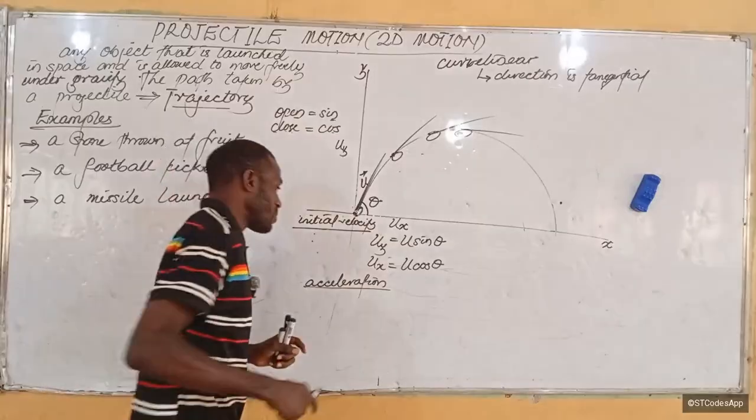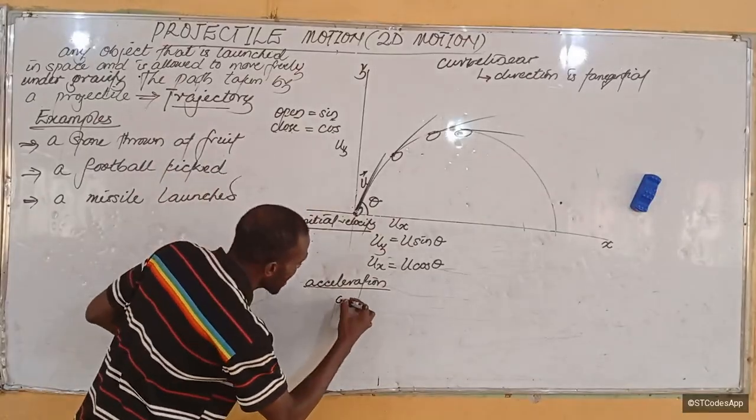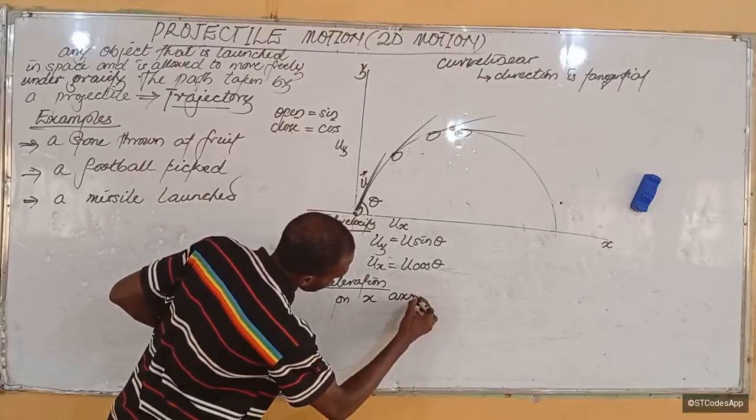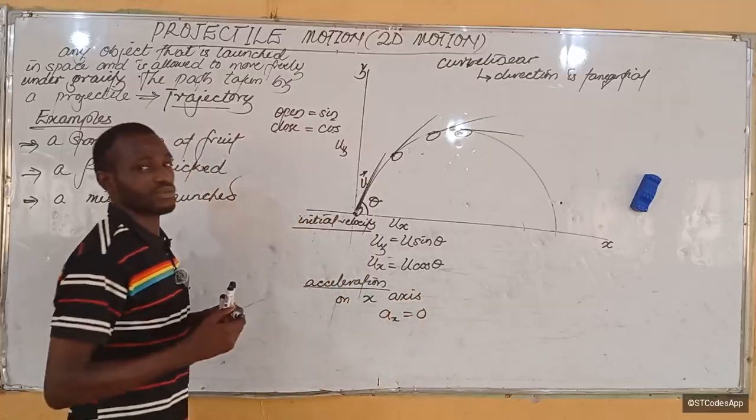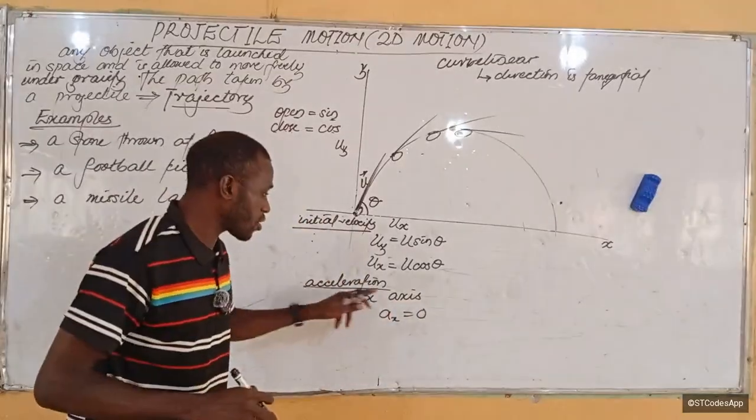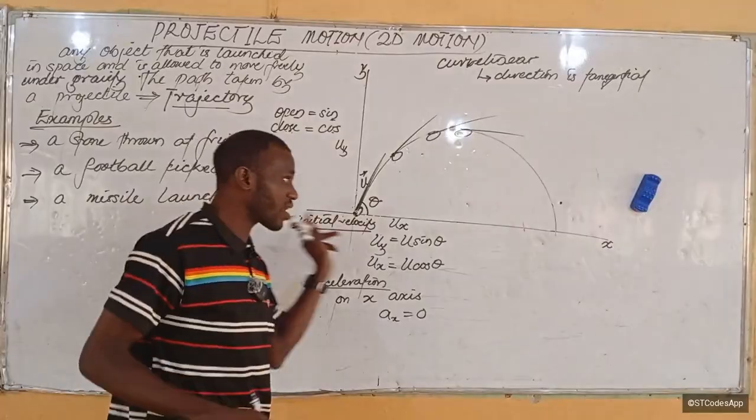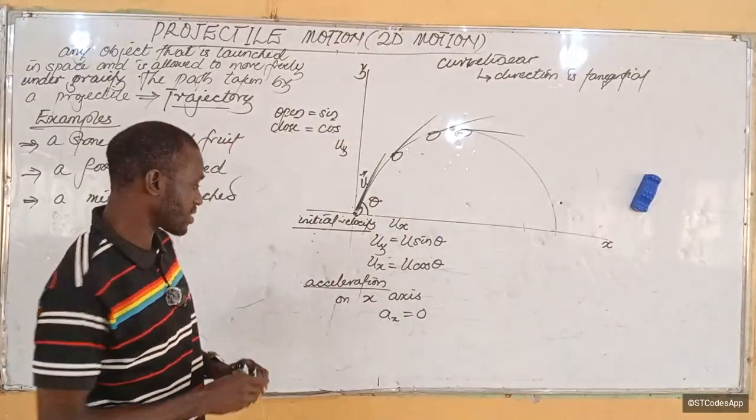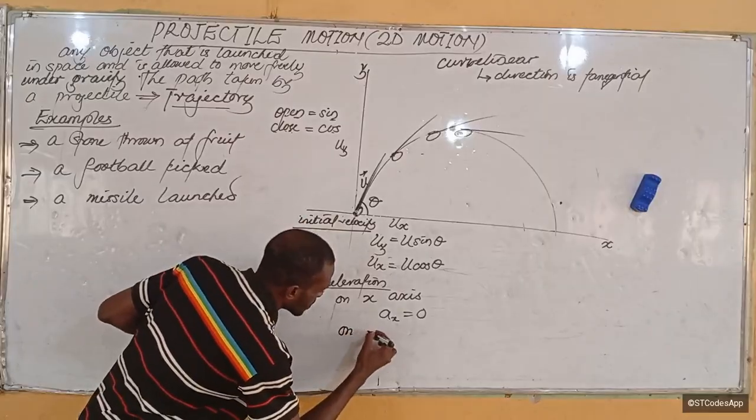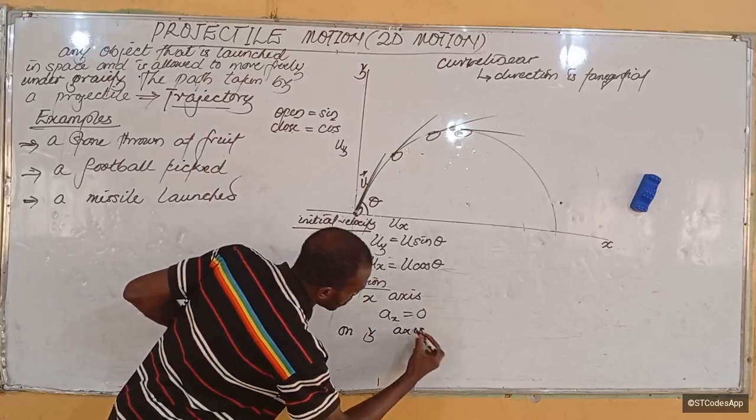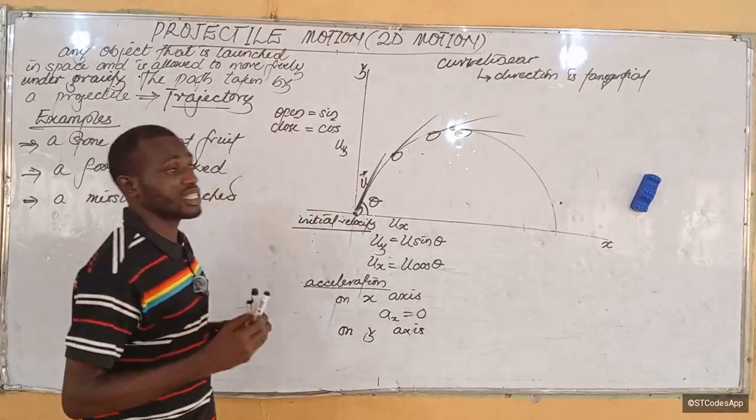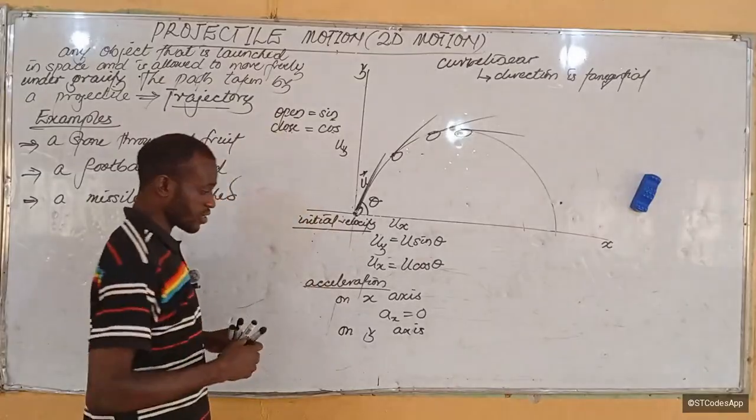Is that clear? So it means that acceleration on the x-axis, a sub x, is 0. Is that clear? A sub x is what? 0. Why? Because the body did not accelerate on the x-axis. But on the y-axis, we know that the velocity kept changing, decreasing all the way up, and then increasing all the way down.